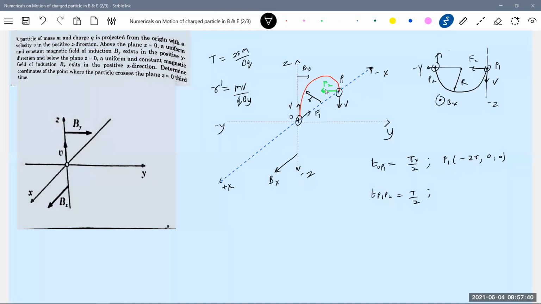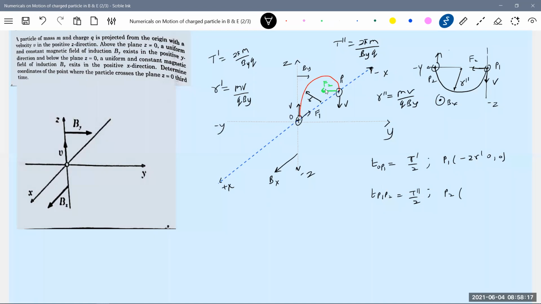We'll do one thing: R dash, R double dash, T dash, T double dash, we'll write. T double dash will be 2 pi m by By q. R double dash will be mv by qBy. We'll take help of these symbols. This will be better for us. R double dash. Okay, this will be T double dash, to the coordinates of point P2.